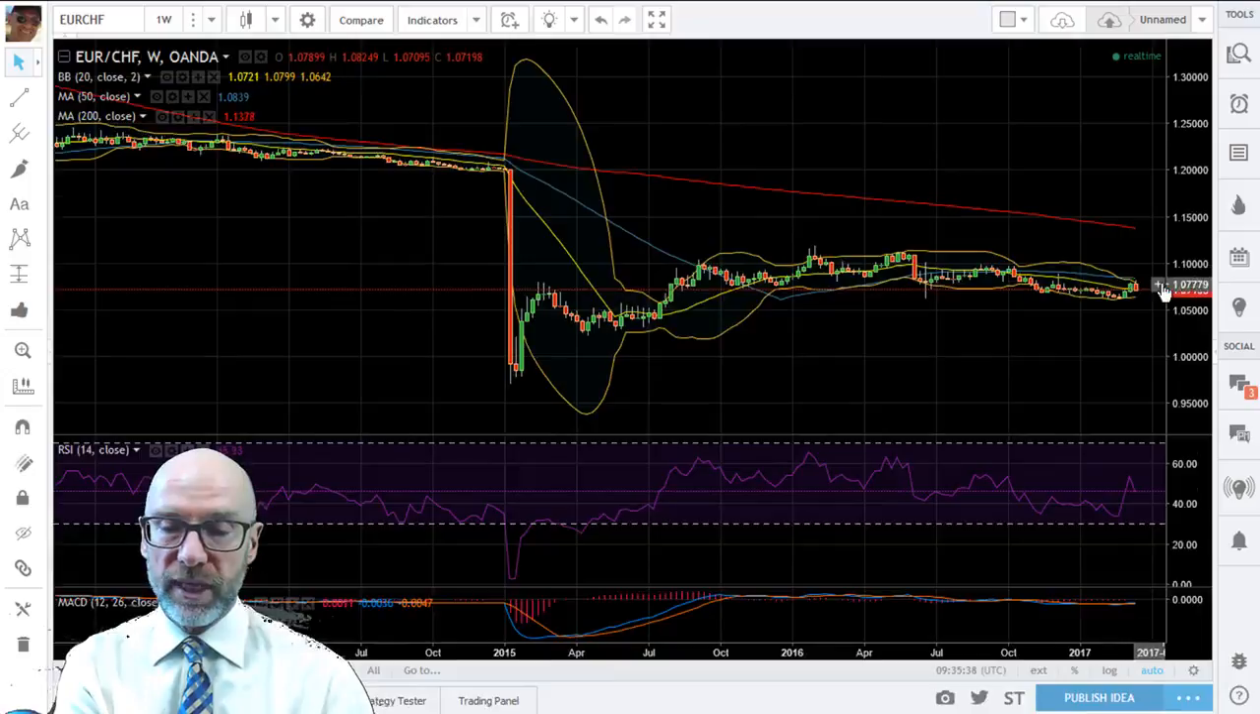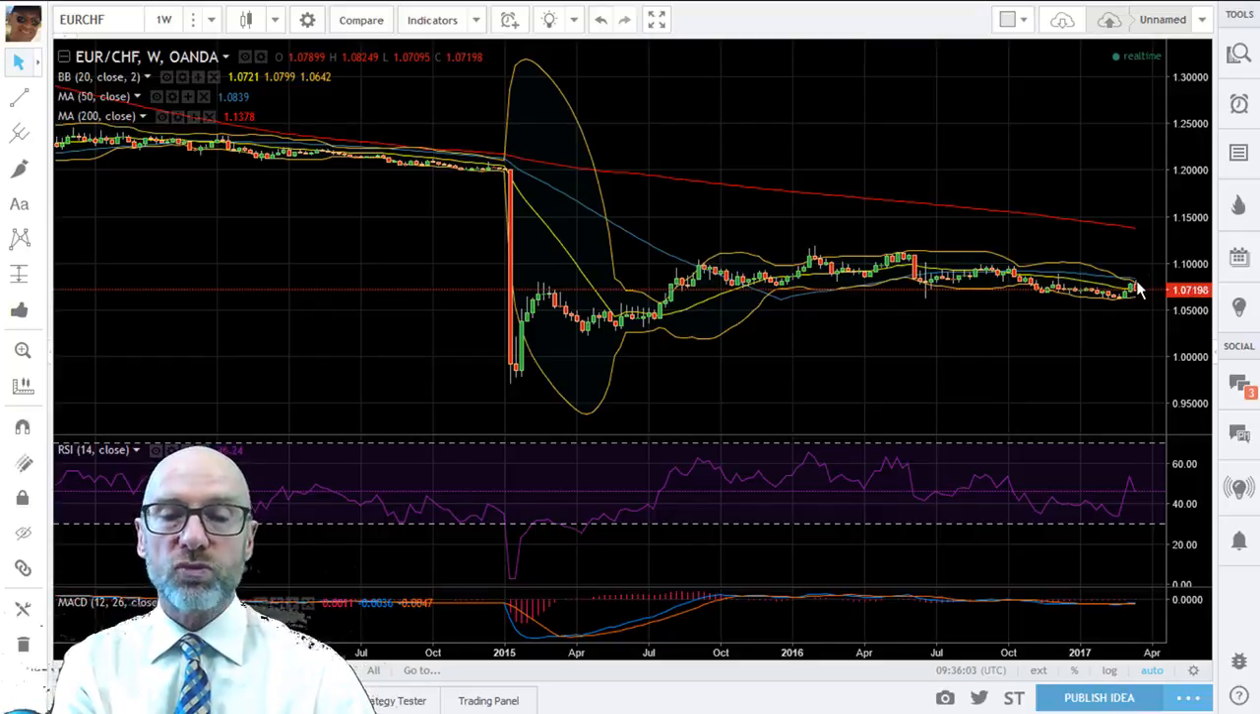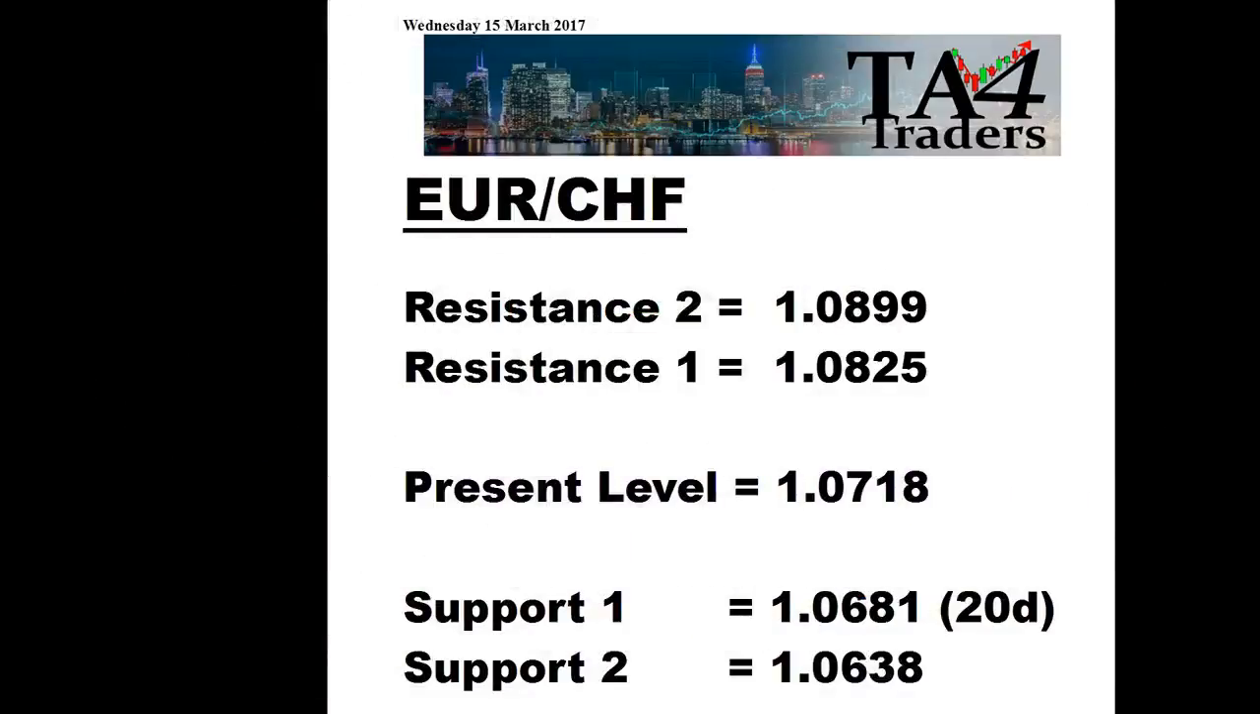Can't see the resistance line on here, but this is the weekly. But what we've got is the downtrend in 50-week moving average at 108.39, giving the resistance there. As I said, RSI here is ticked up as well, and MACD looks like it's rolling upwards. So it looks like it could start to look a bit better if we can break that downtrend and break that 50-week moving average. On the support resistance levels, we've got resistance at 108.25 and 108.99, with the support at the 20-day, 106.81, and then the support at 106.38.